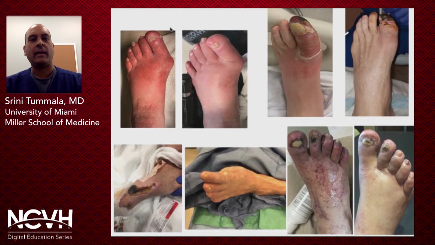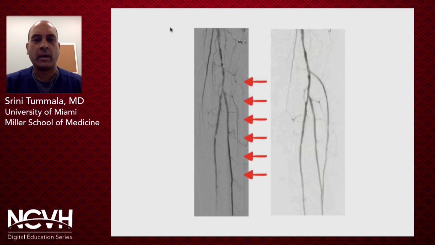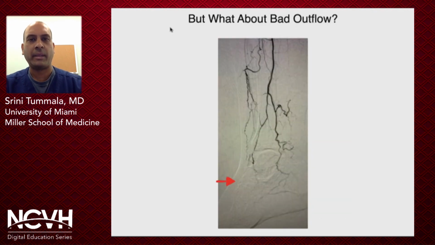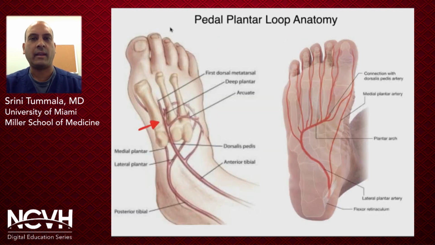So when we deal with CLI, these are the types of patients you see. This is a typical week for me, and these are pre and post images of patients I've treated who had CLI. And obviously we all want to achieve this, and most of us are pretty good at treating tibial disease at this point and recanalizing them and really optimizing results. But what about a patient like this who has bad outflow? The last outflow of their leg is compromised. What do you do in these cases?